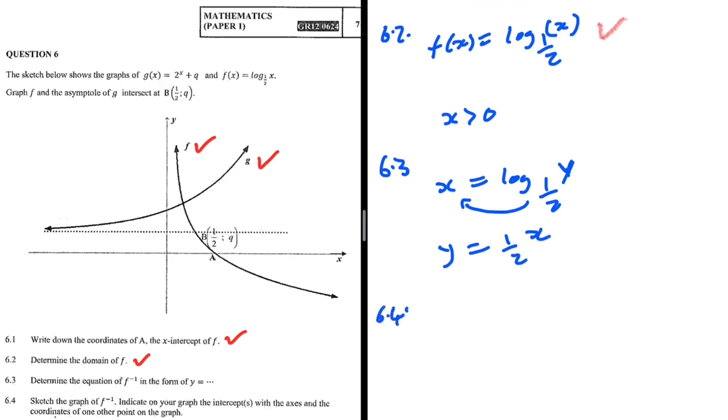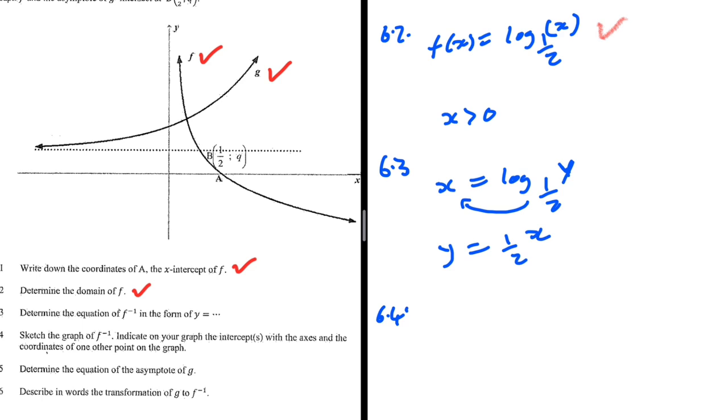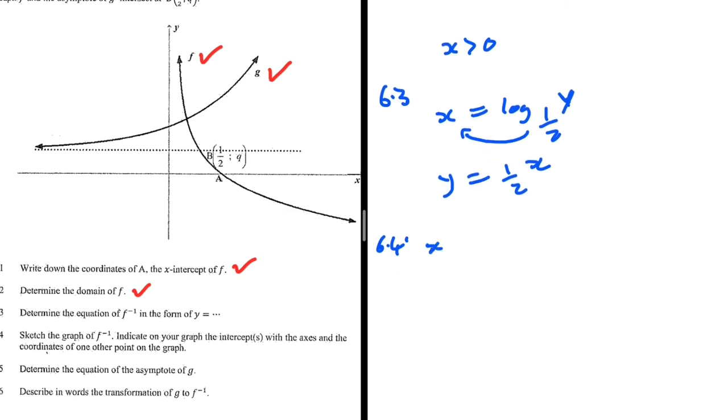6.4, let's go ahead and do that. Sketch the graph of f inverse. Indicate on your graph the intercepts with the axes and the coordinates of one other point on the graph. Okay, let's see. So we need the intercepts. So let's start with the x-intercept. We let y be equal to 0. So we're going to get 0 being equal to a half to the power x. We know that this is impossible. If you have a half to the power of any number, it can never be 0. It can get very close to 0, but it actually never gets to be 0. So there's no x-intercept.